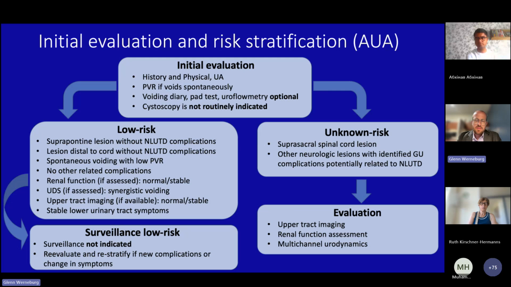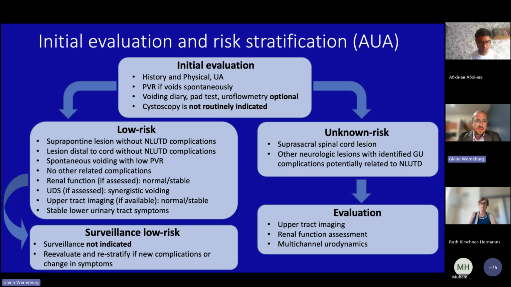So for somebody to be categorized into the low risk group early on, based only on this initial evaluation, they have to meet a number of criteria. First of all, they either need to have their lesion in the suprapontine location or distal to the spinal cord. So in other words, if they have a spinal cord lesion in the suprasacral region, this would require additional evaluation. But if it's above that, suprapontine, or below that, distal to the cord, this could categorize them into low risk.